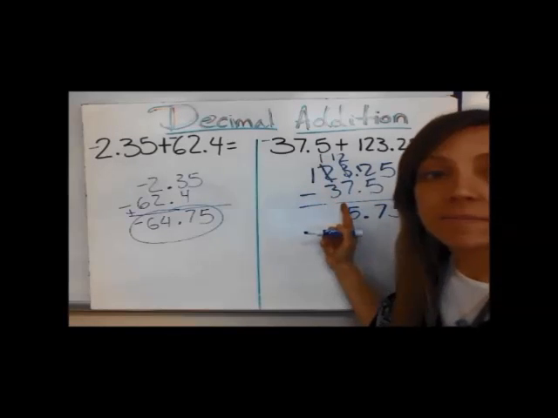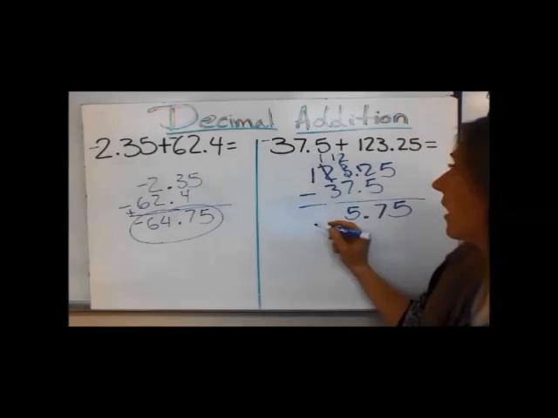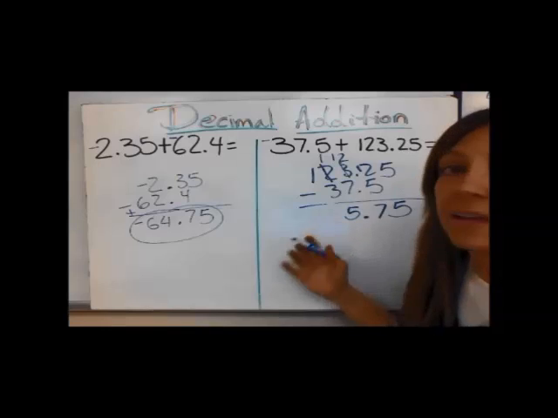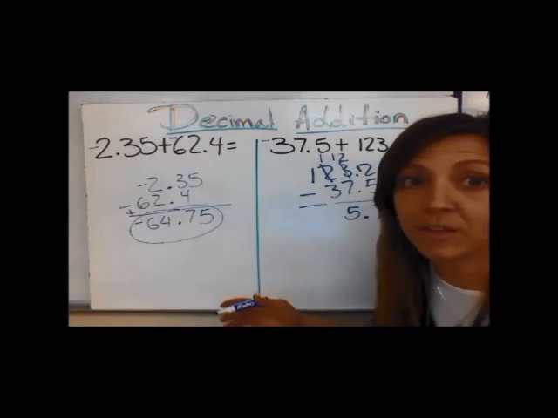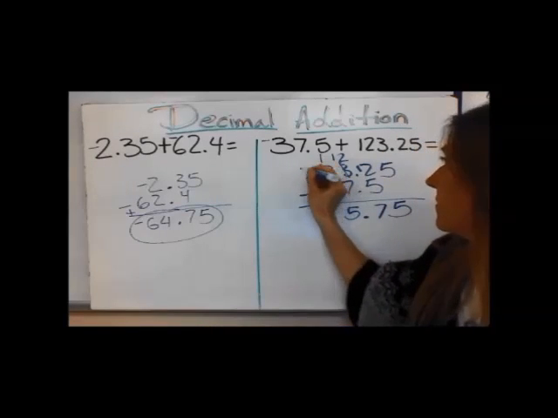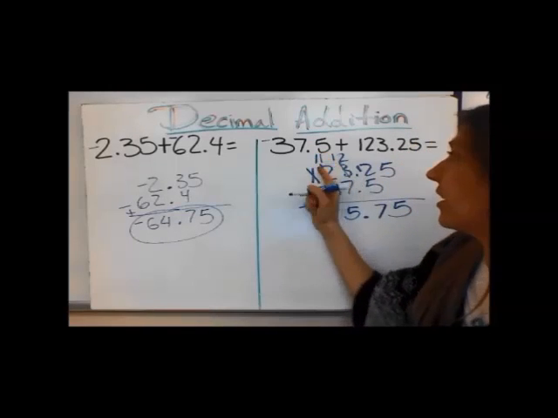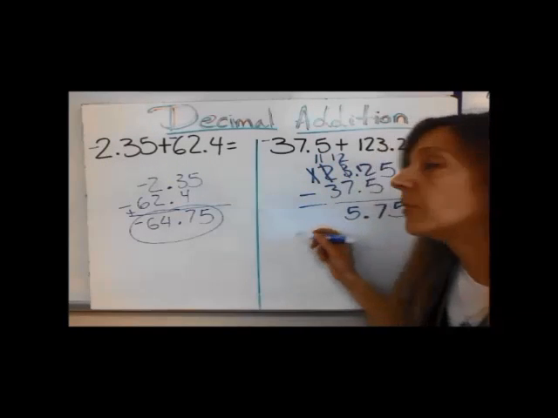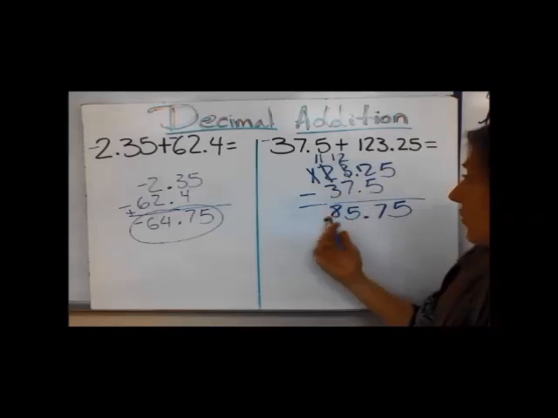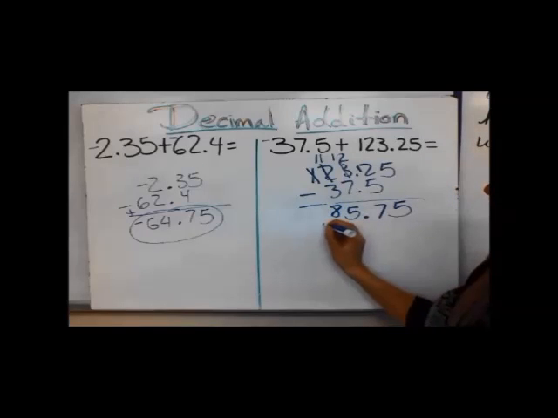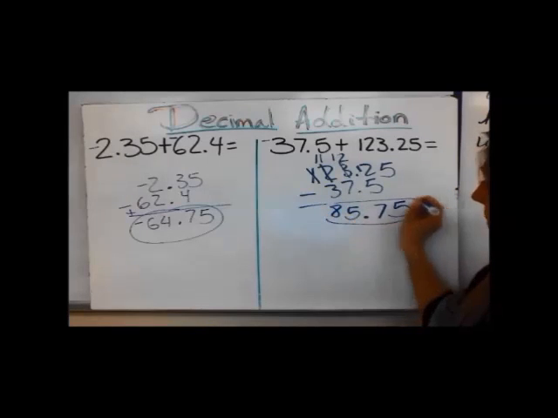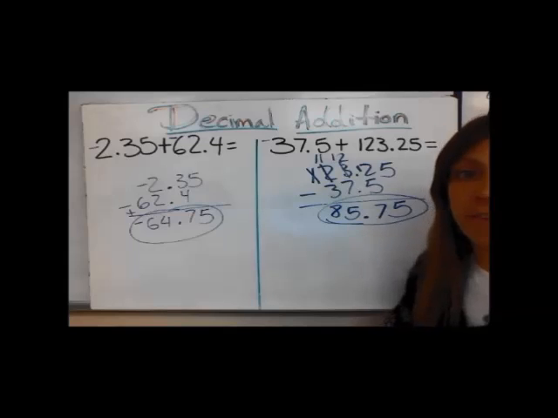And 10 minus 30, I can't do, so I need to borrow from the hundreds place. So I took the 1 away. There's nothing left here, and I'm going to bring 100 here. Now I have 110 minus 30, which leaves me 80, or 11 minus 3, which is 8. And my answer is 85 and 75 hundredths.